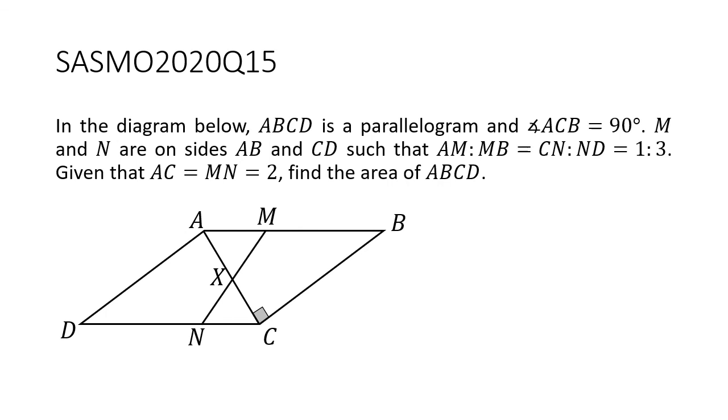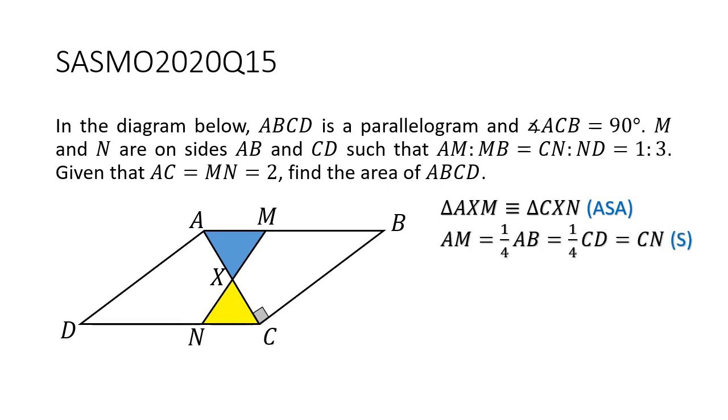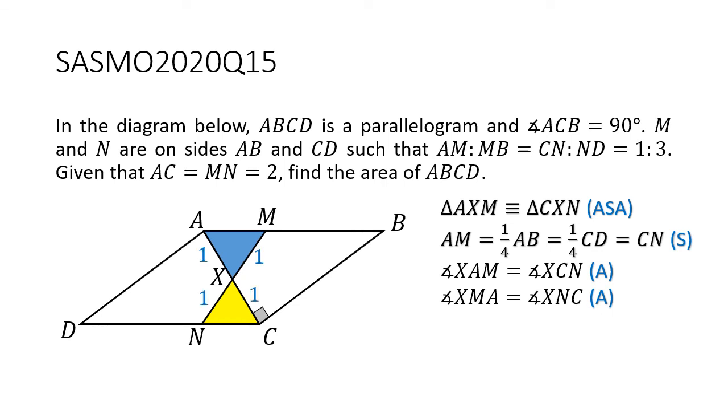So for question 15, we first recognize we have a pair of congruent triangles shown in blue and yellow. These two triangles are congruent because of the ASA test. We can show that AM is equal to CN. They are both 1/4 of the length AB and CD respectively, and those are the two parallel sides of a parallelogram. Next, we can show that angle XAM is equal to angle XCN. This is because of alternate angles. Similarly, for the other pair of alternate angles, we have XMA equals XNC. That means that point X will be the midpoint of AC and MN respectively.